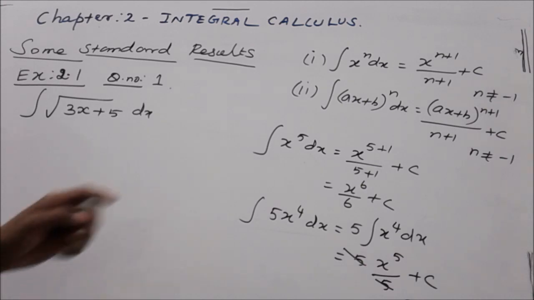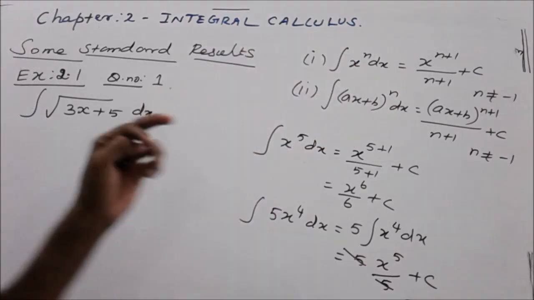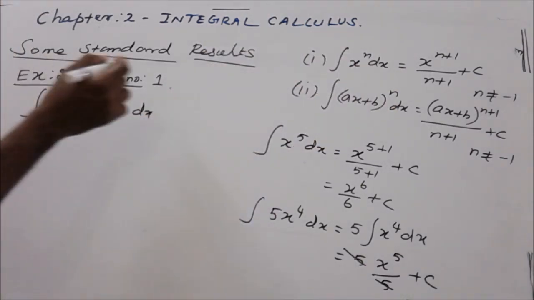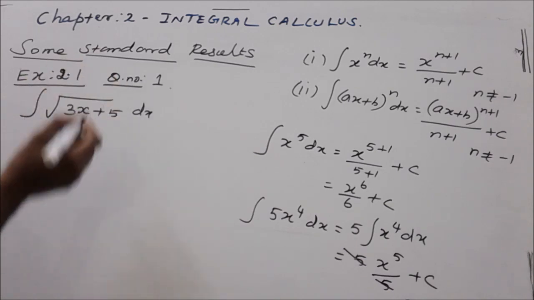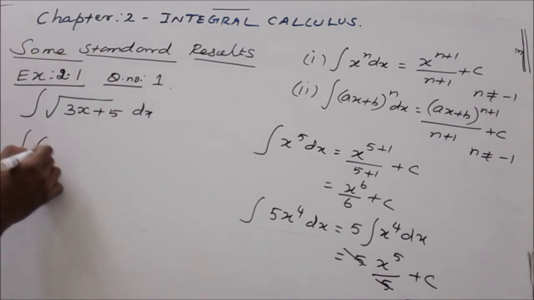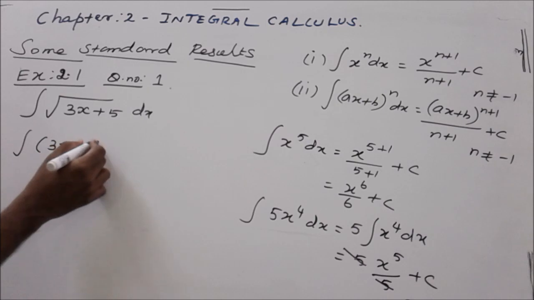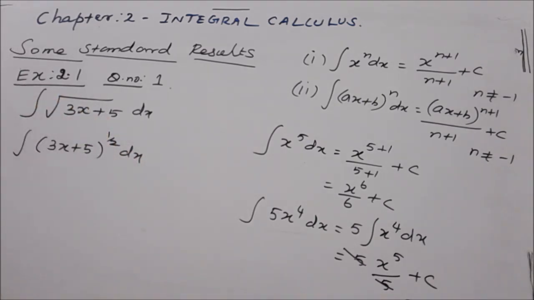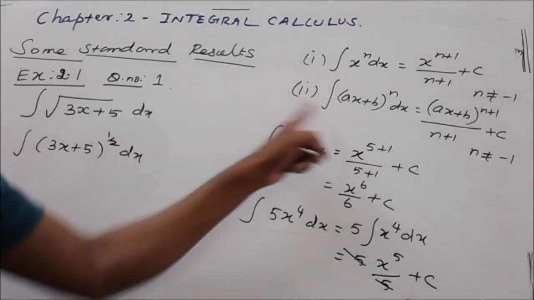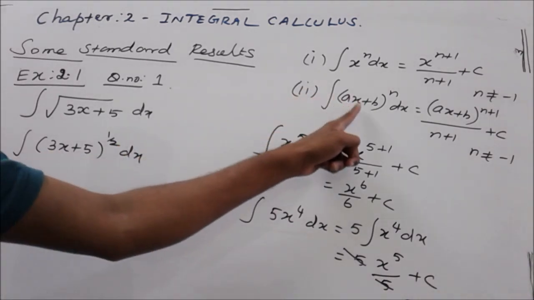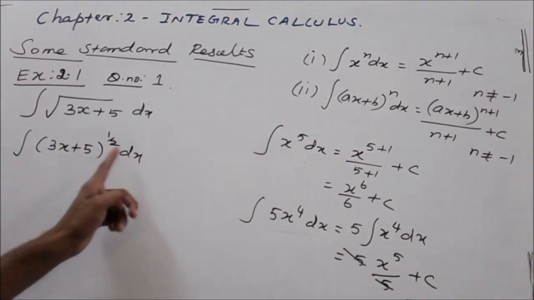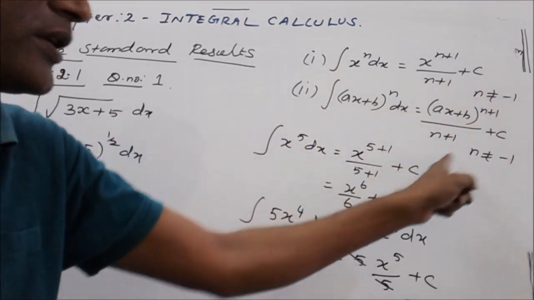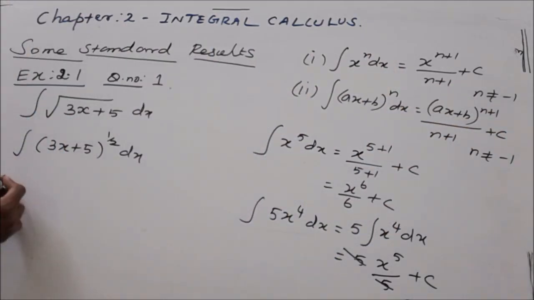So here we have the form x power n. Here no power is given, but a square root is given. We can convert the square root as power 1 by 2. This means 3x plus 5 whole power 1 by 2 dx. Both are equal quantities. Now look at the second formula. This is in the form of ax plus b whole power n dx. So apply the respective formula here.